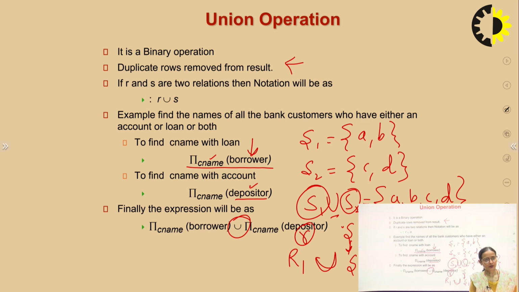That is, either the customer has a loan, so the outcome is coming from there, or has an account, so the outcome is coming from here, or both. That is, he has a loan, he has an account, as well as being a borrower. So in this case we have used the union operation.